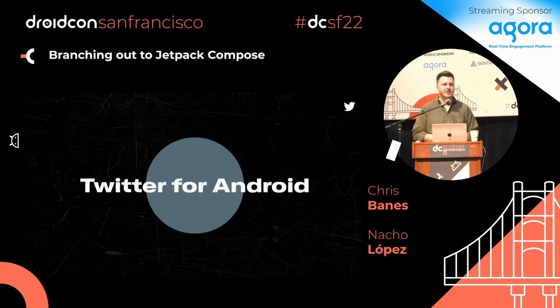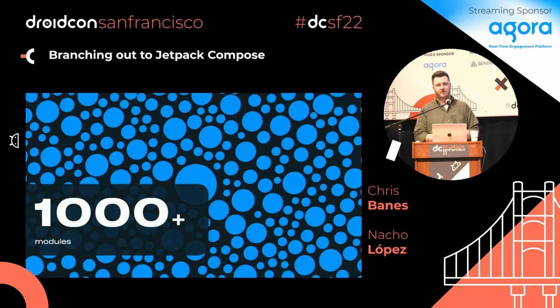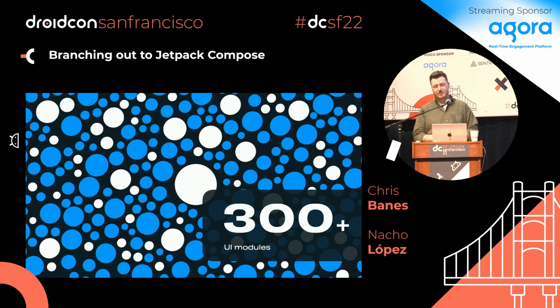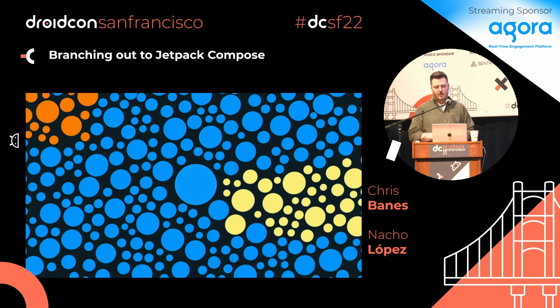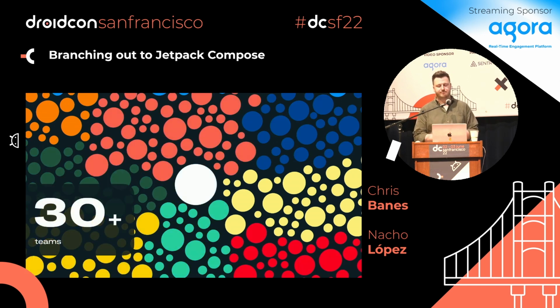Twitter for Android is a large app. It has currently just over 1,000 modules of various sizes and complexity. And just like all apps that have evolved over time, we have a lot of legacy code. Of those 1,000 modules, roughly 300 contain some kind of UI, so about a third of them. And all those modules are split between just over 30 teams. Each of those teams is focused on their own part of the app, and they own a small number of those modules.